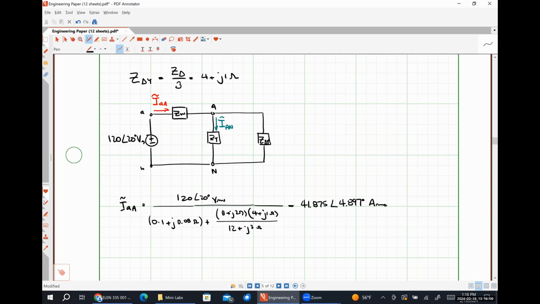Anybody have any questions, comments, or concerns about how we determined our line current using our single phase equivalent circuit?